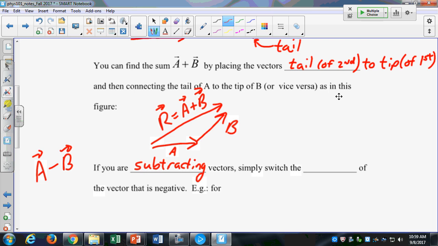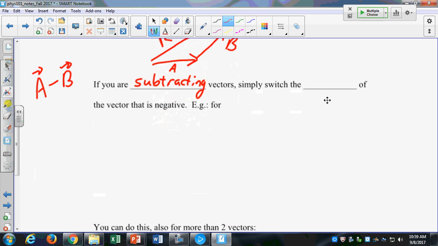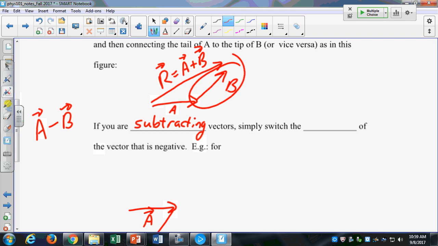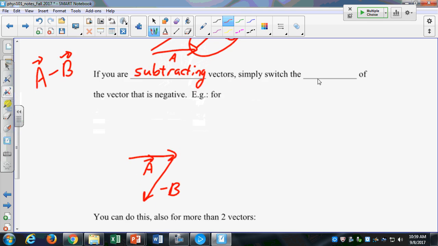So if I'm doing A minus B, for example, then I would take A, and A is still the same. Negative B now is going to look like this. See how I did it? I kept the same length of that vector B as what I had up here. I just flipped it around. I basically just drew the tail and the tip opposite one another. And then if I want to know what R is, right here, R is equal to A minus B.